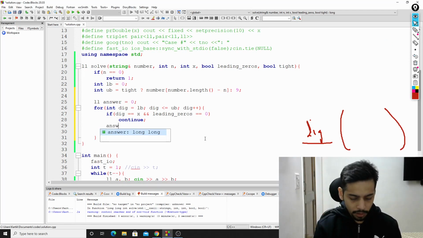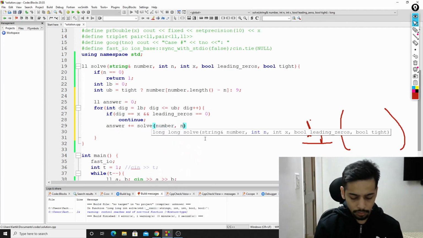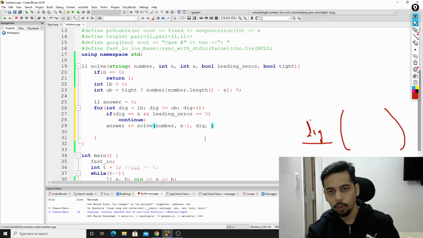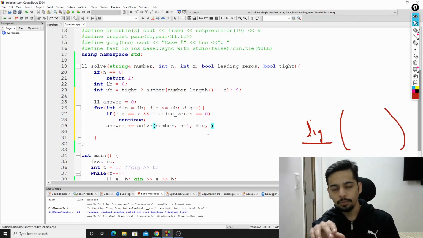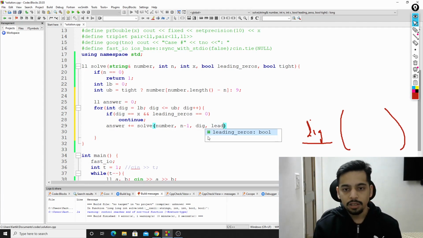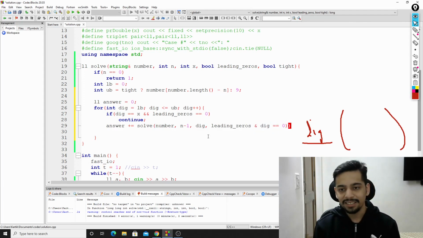So I put in a digit here, and then my answer will become plus equal to how many n minus 1 numbers exist, such that the previous digit was dig. Leading zeros is going to be what? When will leading zeros be 1? If leading zeros were 0, there is no way of it becoming 1 again, right? But if leading zeros was true, then this means that till now I have only put zeros, right? And if I put in a 0 again, then leading zero stays 1. Otherwise, leading zeros becomes 0. So if leading zeros is true and the digit I just put in is also equal to 0, in that case leading zero stays true. Otherwise, leading zeros becomes false.